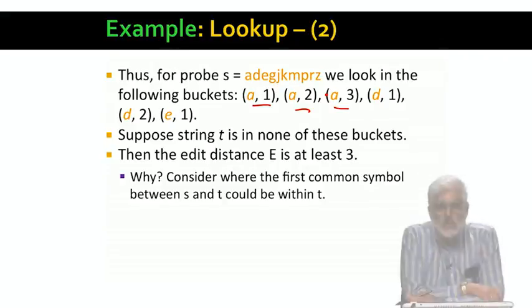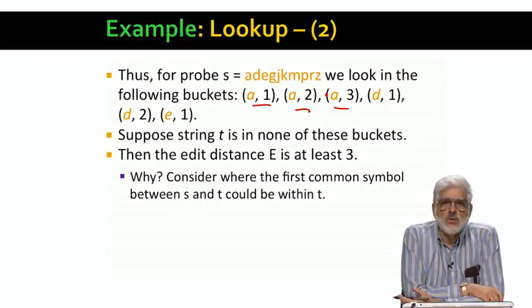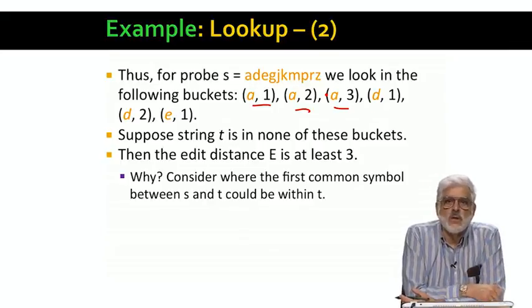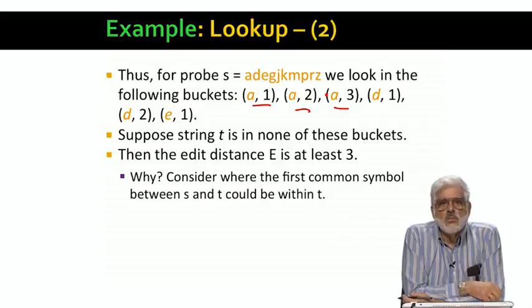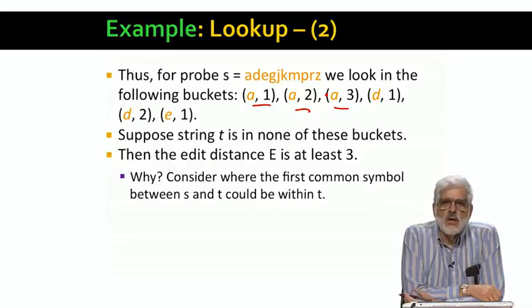If A is at least 4 positions back in T, then there are 3 symbols in T that precede A in the first symbol of S. And therefore, these 3 symbols of T must be deleted to convert T into S. Okay, if the first symbol that T and S share is D, then it must be at least 3 positions back in T, and therefore there are at least 3 symbols not shared by S and T, namely A, which is in S but not in T, and the 2 symbols in positions 1 and 2 of T.